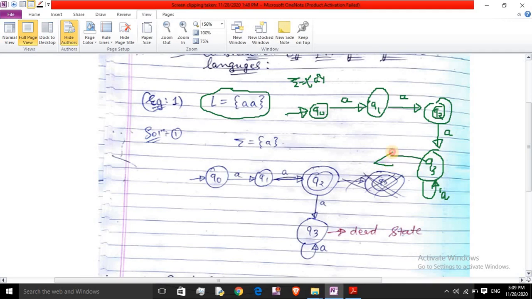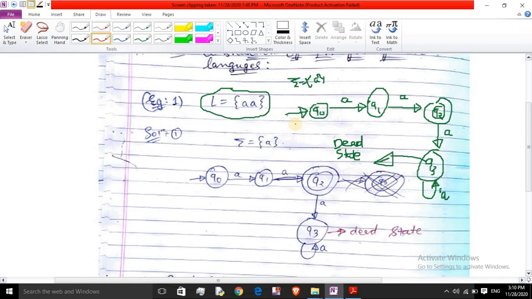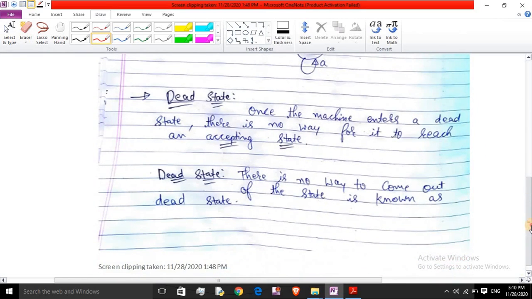This state is named a dead state, from where we cannot reach the final state. Dead state is that state from where we cannot reach the final state. It means, pictorially, we cannot reach the final state from the dead state on any transition. This is the concept of the dead state. Now look at the formal definition: a state from which there is no way to come out is known as a dead state.